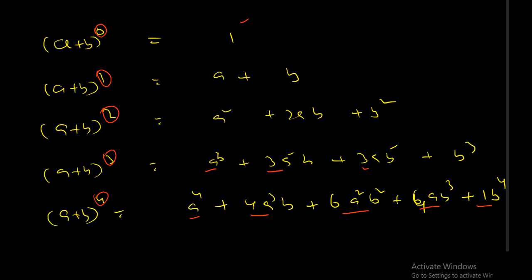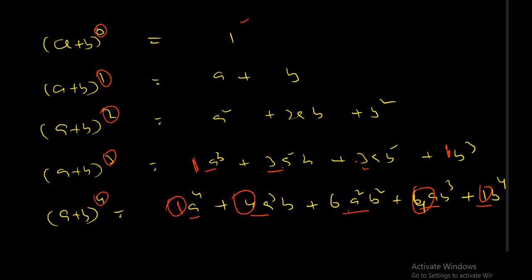One more thing is the binomial coefficient. What I called 1, 4, 6, 4, 1 are called binomial coefficients. Here 1 and 1, 4 and 4, 6, 1 and 1, 3 and 3. What is the meaning of that? The binomial coefficients from the left-hand side and right-hand side are all equal. So 1, 1, 4, 4, like that.